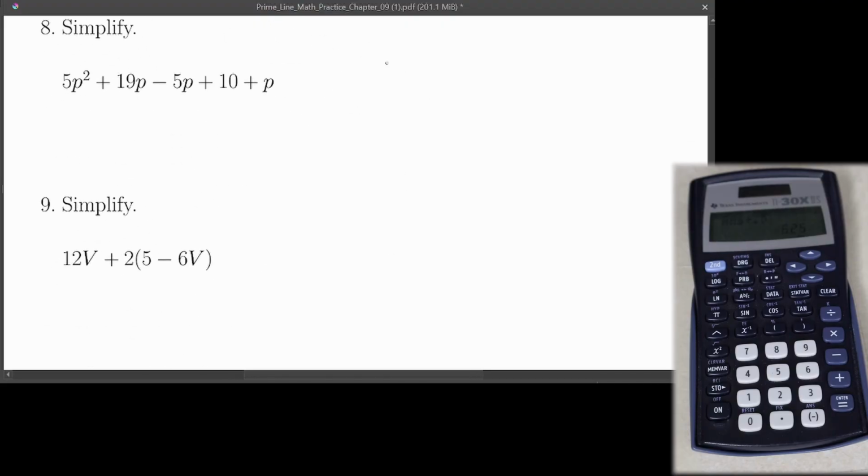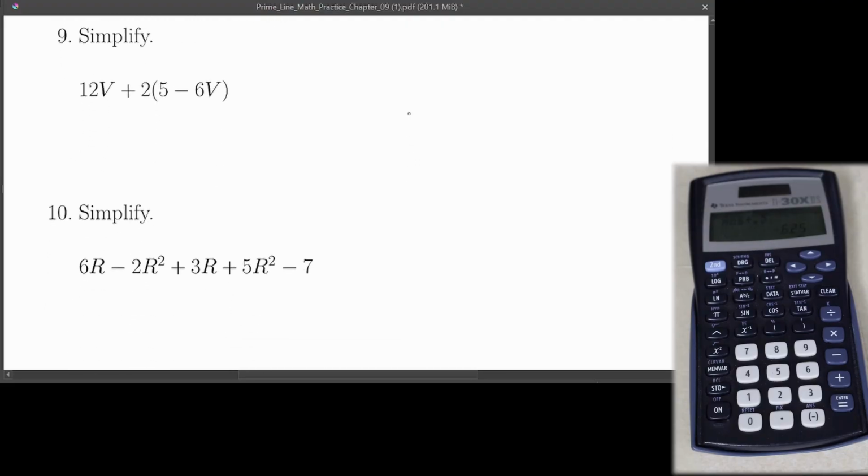For number 8, we're going to combine like terms, so we don't have anything that combines with 5p squared, so we'll keep that. We've got 19 minus 5 plus 1. So that is going to get us 14 and then back to 15. So 15p and then plus 10. Number 9, we're simplifying. We're just distributing our 2 through. So we've got 12v plus 10 minus 12v. And we could simplify that to 10.